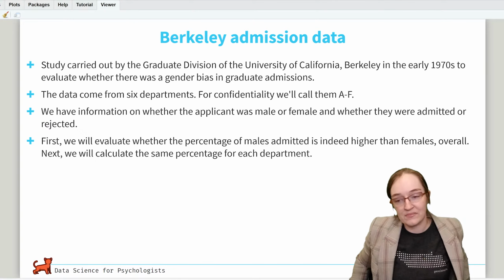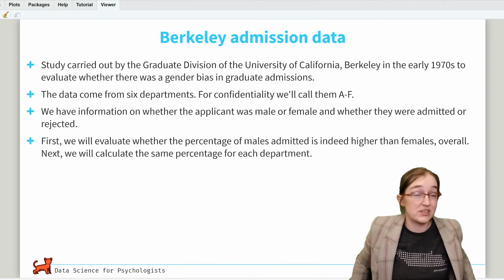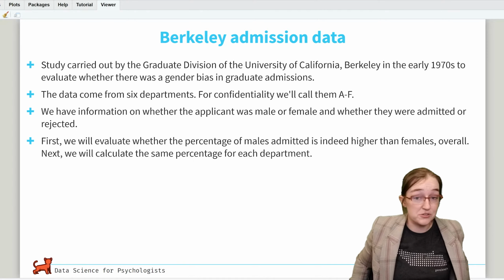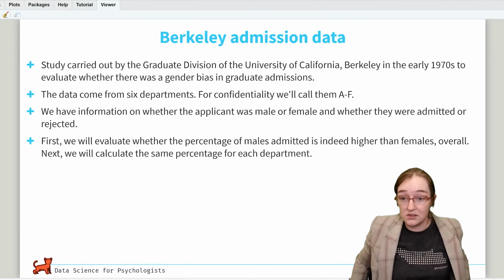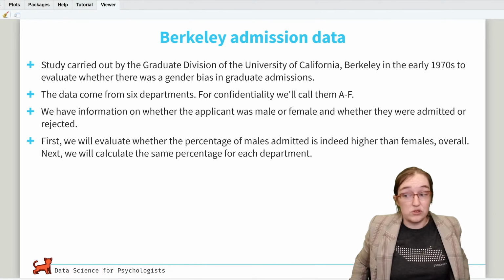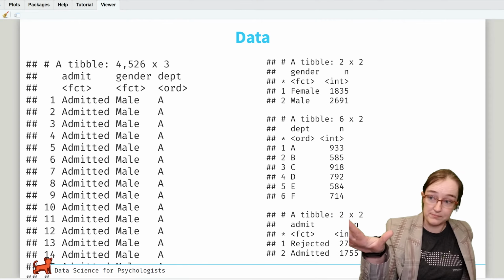And whether they were admitted or rejected. So first, let's look at whether the percentage of men admitted to UC Berkeley was indeed higher than the percentage admitted for women. And then we'll do the same for percentages in each department. So here's our data.